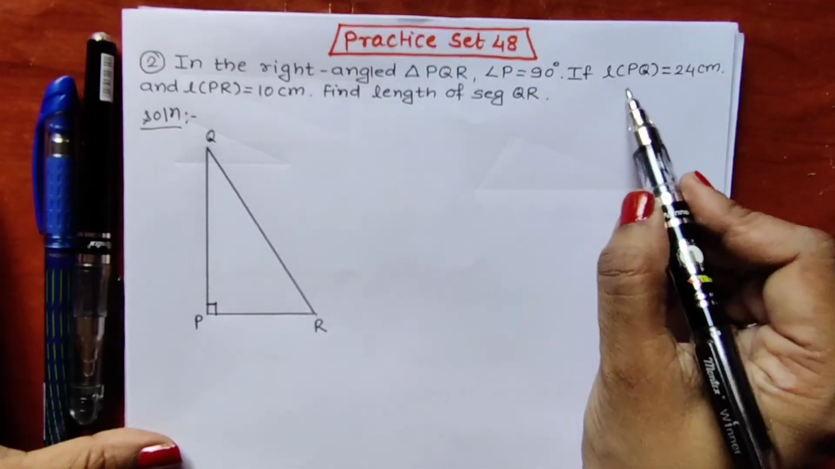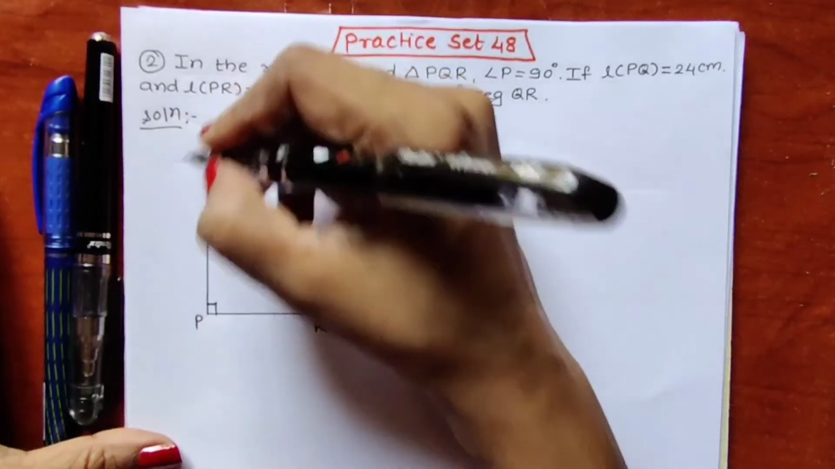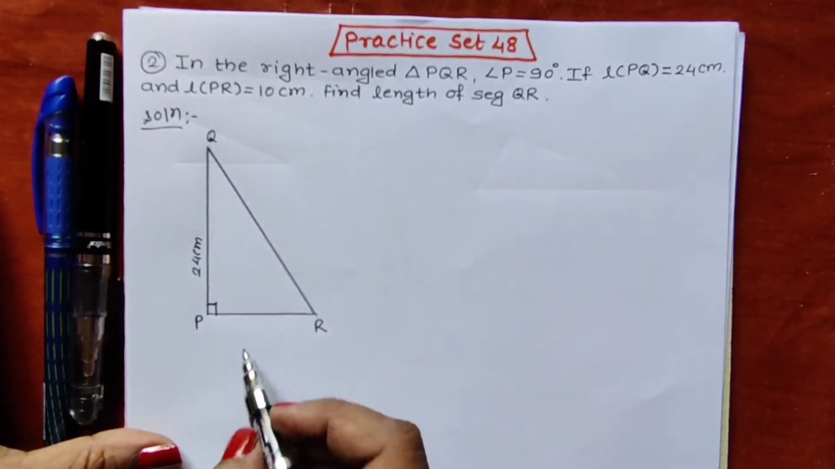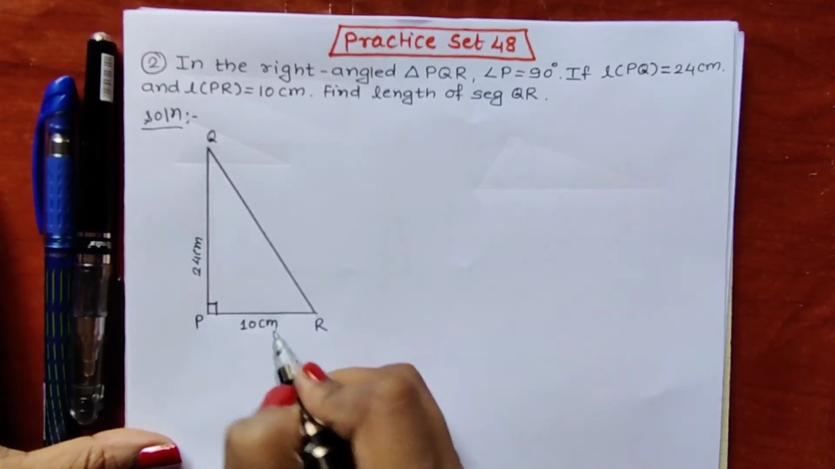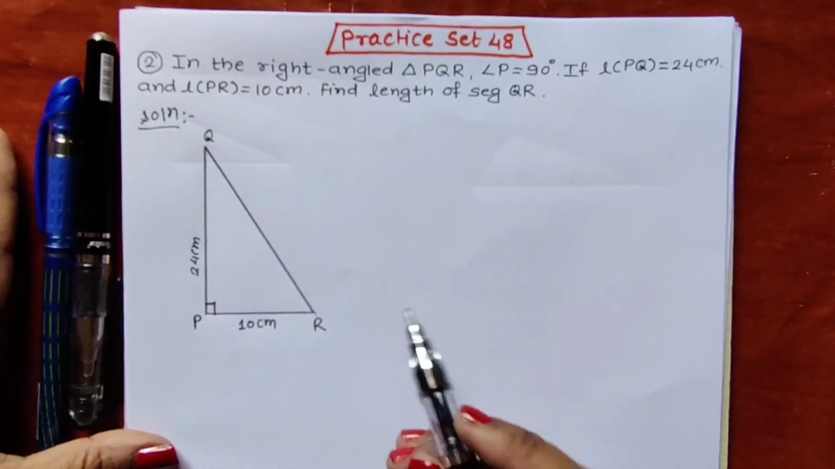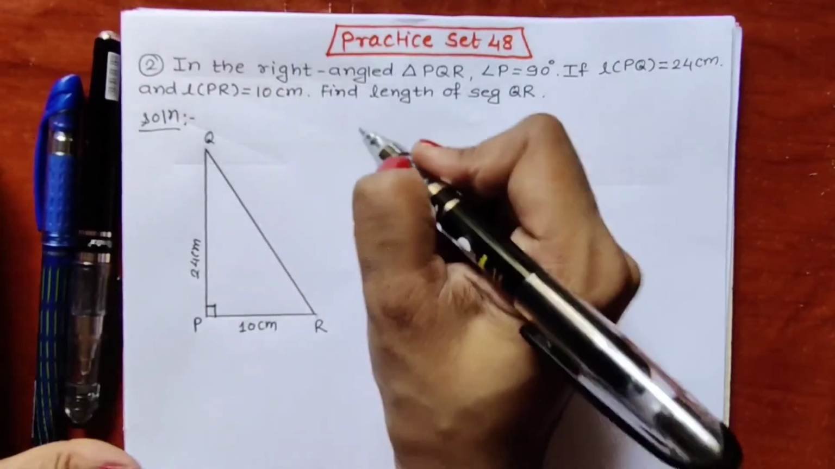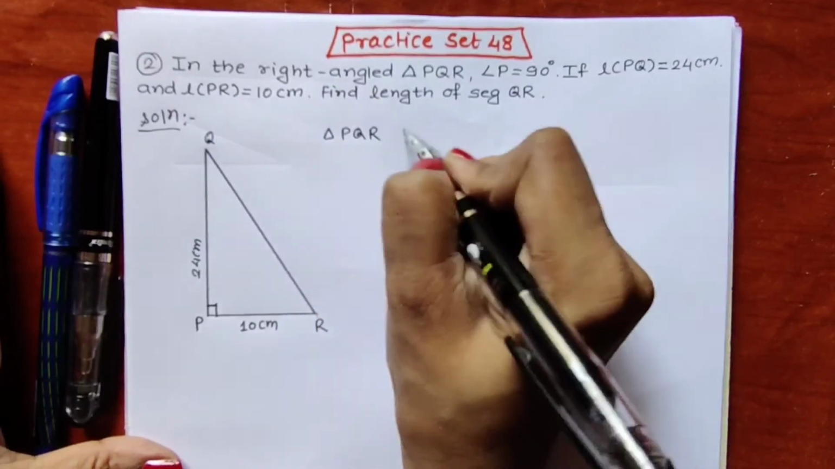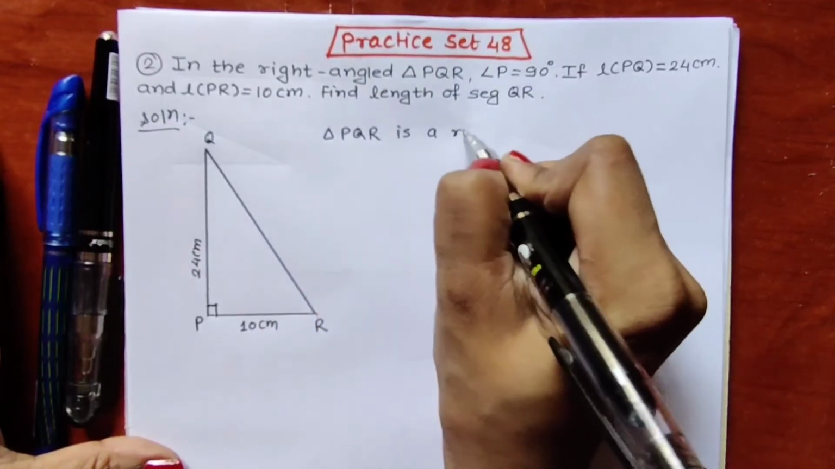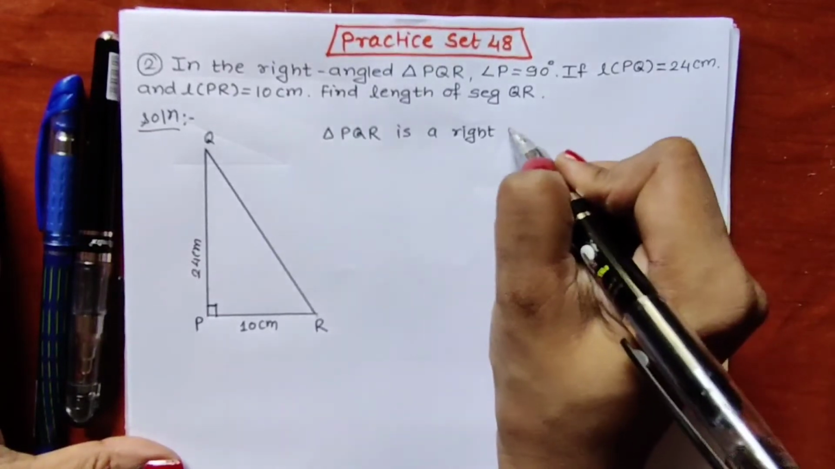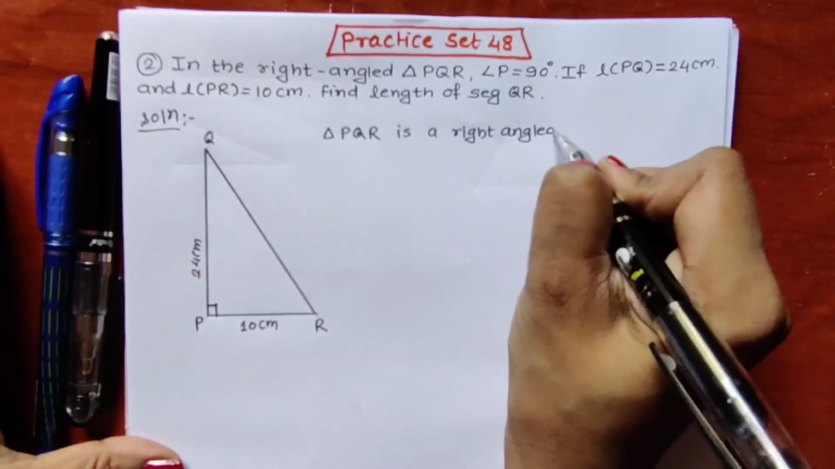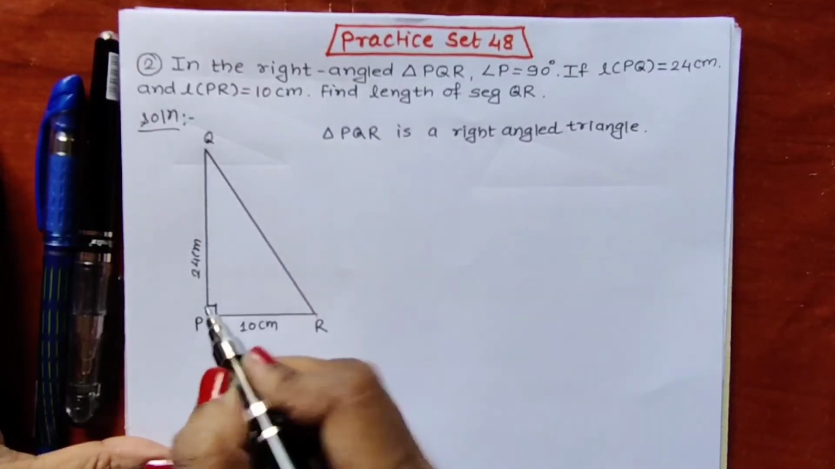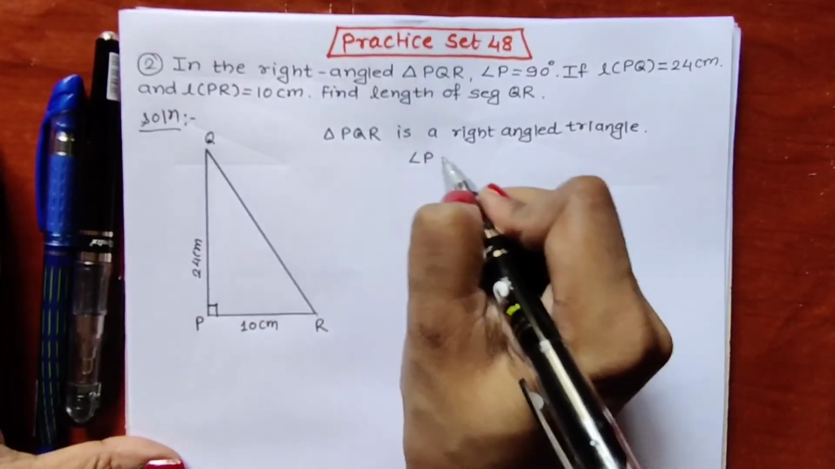Now what is given? PQ is 24 centimeter. This PQ side is 24 centimeter of length and PR side is 10 centimeter of length. We have to find the length of QR. So let us start our solution by writing the name of right angle triangle. Triangle PQR is a right angled triangle, and as we all know, angle P is equal to 90 degree.